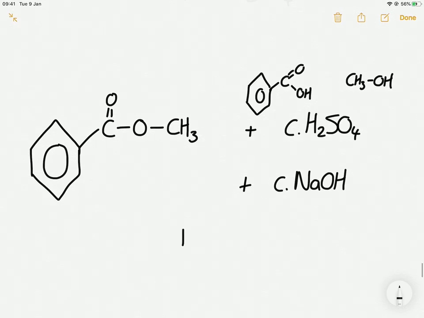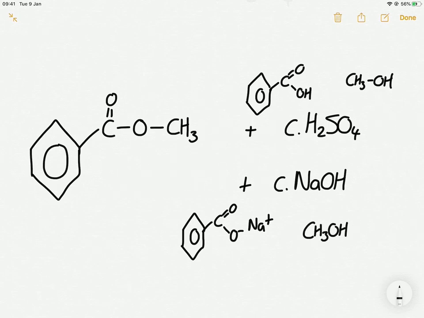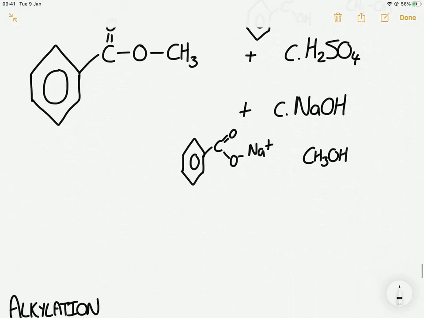If you used alkaline hydrolysis of the ester, you're going to get the salt of the carboxylic acid and the alcohol. So there's a lot going on here, right? It's very, very easy to get messed up with all this kind of stuff.